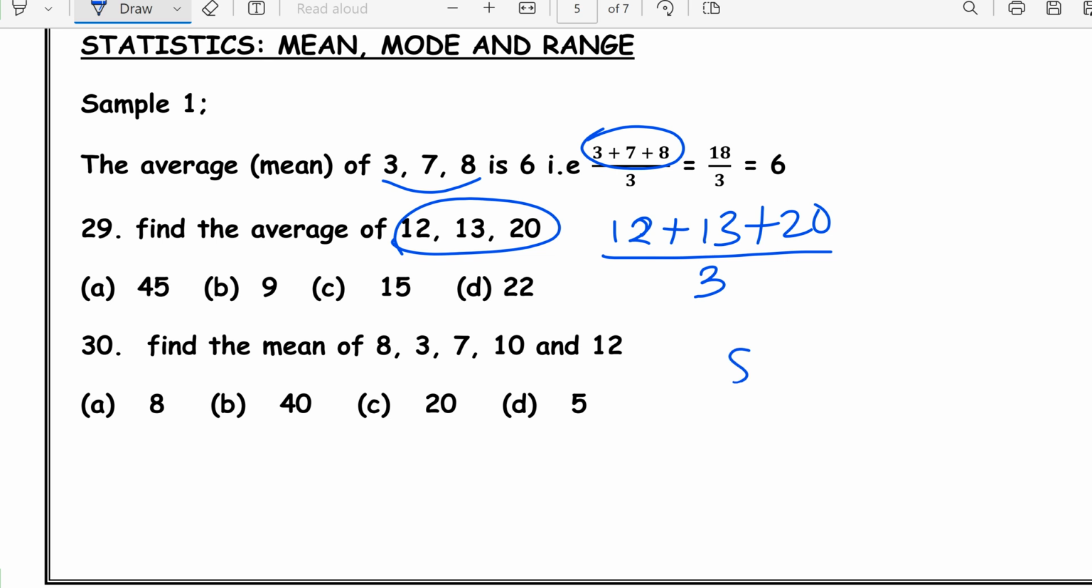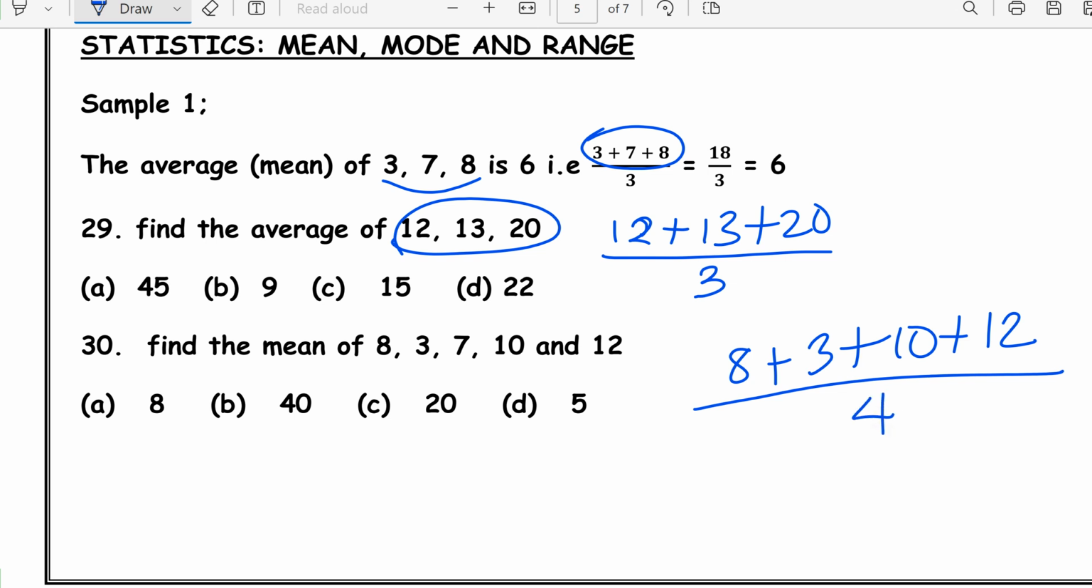And for this, 8 plus 3 plus 10 plus 12 divided by what? This is 4 values, which is divided by 4. Okay. 8 plus, oh, there is a 7 there. So because of the 7, this should be divided by 5. Okay, it will be divided by 5. That's what we do for the mean.